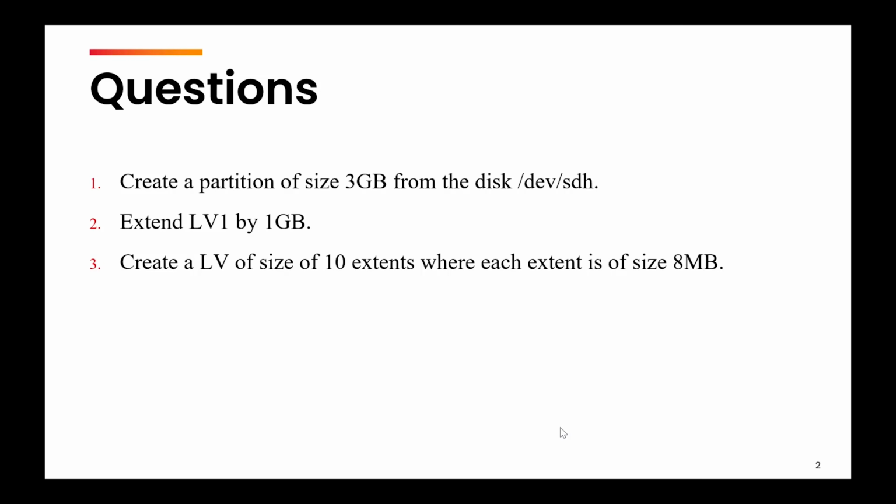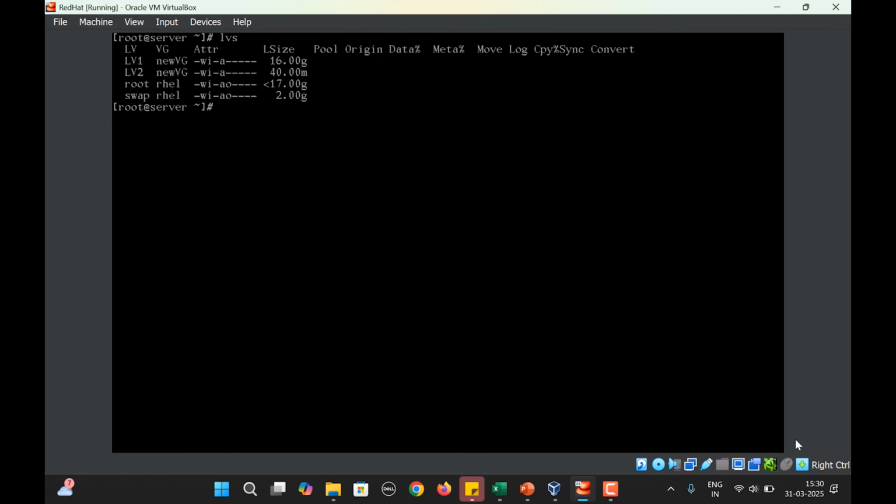The second question is to extend the logical volume named LV1 by 1 GB. So if I list the logical volumes using lvs, LV1 is there whose size is 16 GB and it is created from the volume group newvg, and I need to extend it by 1 GB. So let us first check whether the space is there in the newvg volume group or not. So we'll use vgs. So newvg volume group has got only 968 MB of free space. So this means we need to add some more space to newvg.